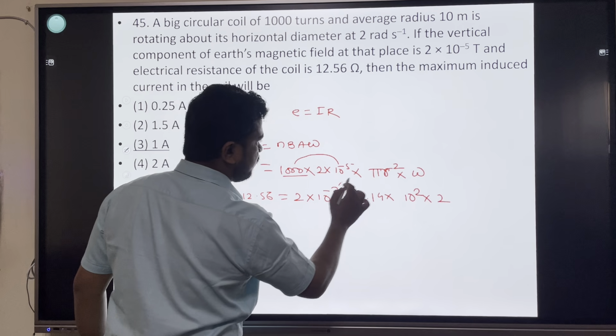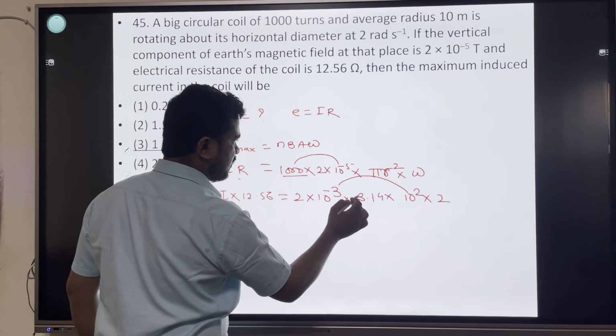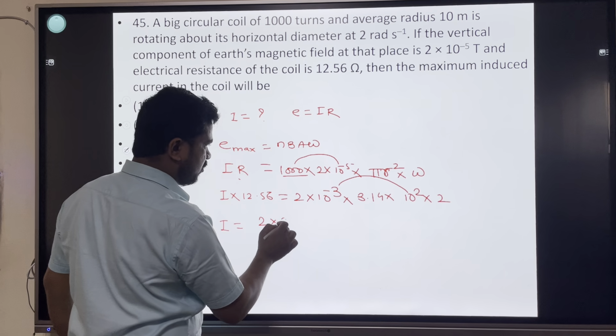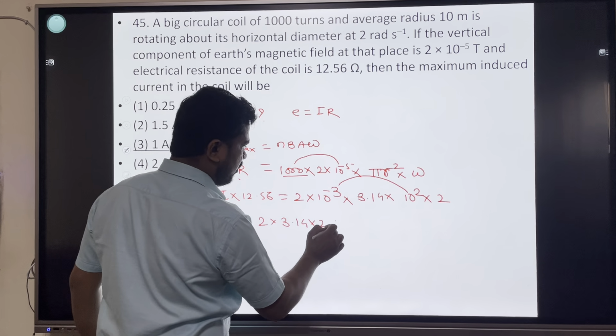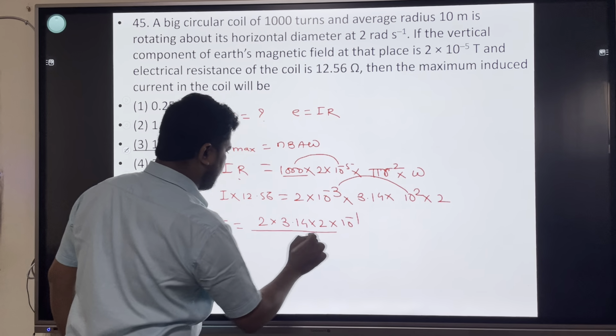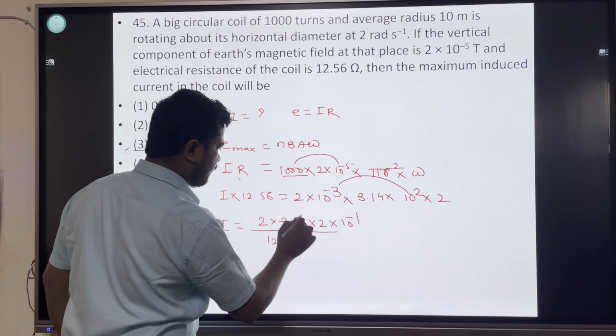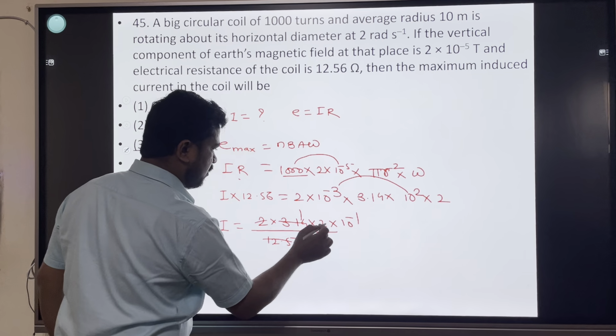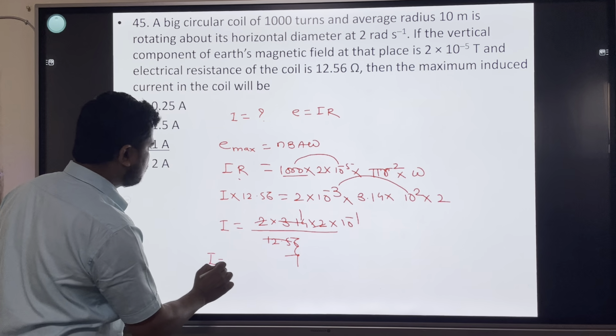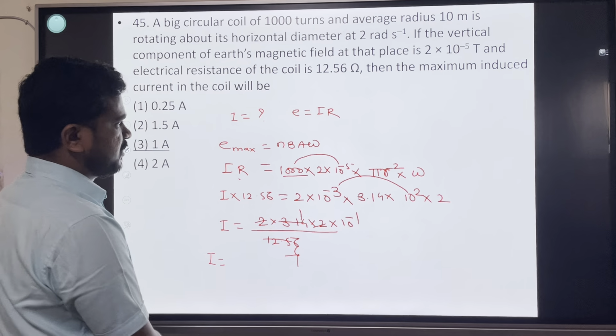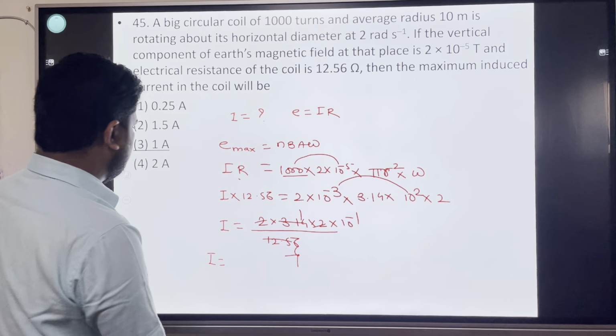I is equal to 10 raised to minus 1 into 2 into 3.14 into 2 into 10 raised to minus 1 divided by 12.56. 4 cancels. I is equal to 10 raised to minus 1. Something is going wrong.